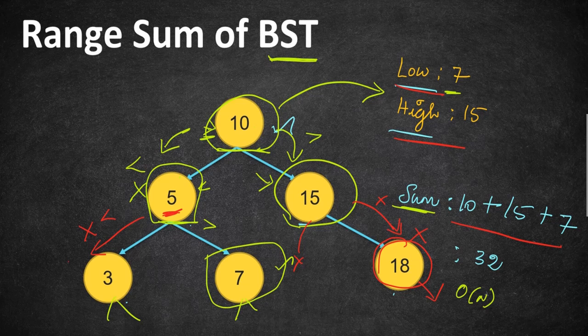So it is a very simple technique: if we find a value which is less than low, then we are not going to explore the left side. Or if we find a value which is greater than high, then obviously we are not going to explore its right side. So that's it. Hope you're understanding this concept. Let's go to the code now.